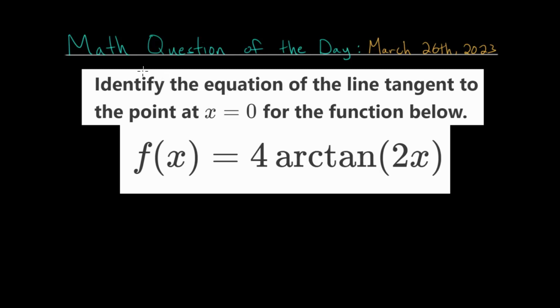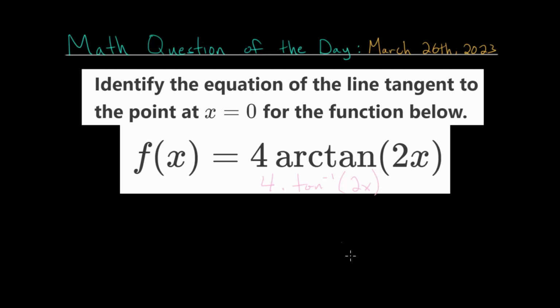In this video, I'd like to talk about the math question of the day for March 26th, 2023. With this problem, we need to identify the equation of the line tangent to the point at x equals 0 for the function below, where our function is 4 multiplied by the arctan of 2x. Or, in other words, this is 4 multiplied by the inverse tangent of 2x.